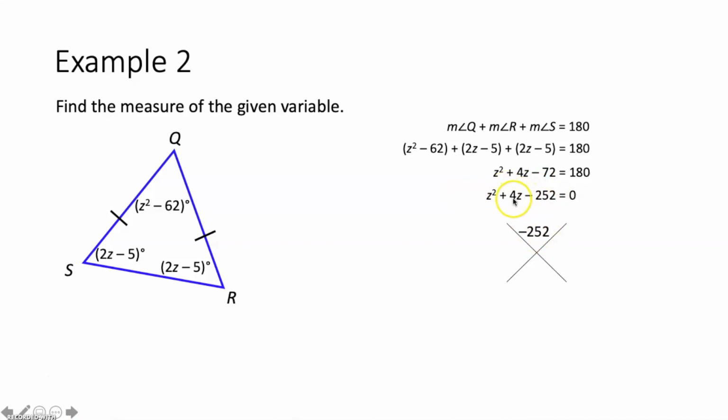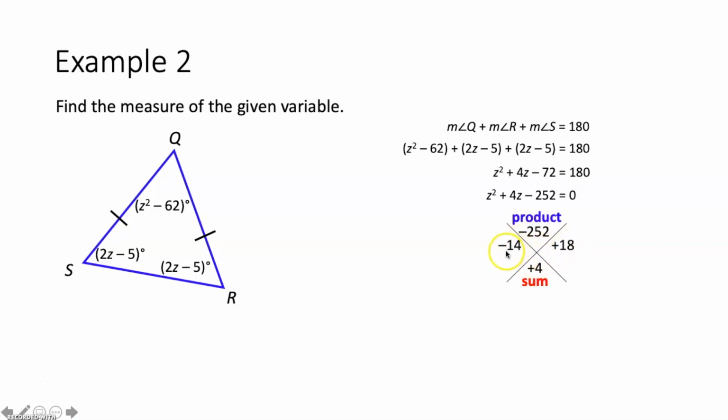Our b value, positive 4, the number in front of z to the first, that's going to go on the bottom. We then have to think about 2 numbers who multiply together to make negative 252. Their product is negative 252. Their sum, when I add them together, has to be positive 4. So what are 2 numbers that multiply together to make negative 252 and add together to make positive 4? Those numbers are negative 14 and positive 18.